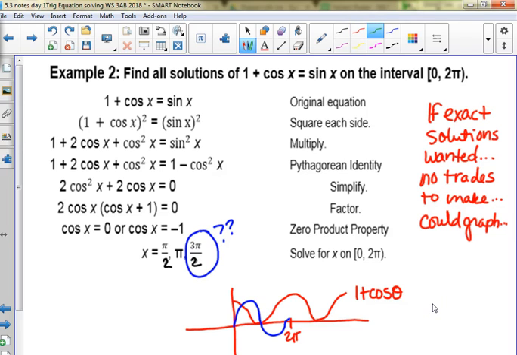Okay. I'm going to start this problem at the top. It says find all solutions of 1 plus cosine equals sine. That's not a Pythagorean identity because there's no squareds. Does everybody see that? There's also no way to make that look nice. There's no way to trade anything for that. Their suggested solution is to square both sides. On the right, you just get a sine squared.